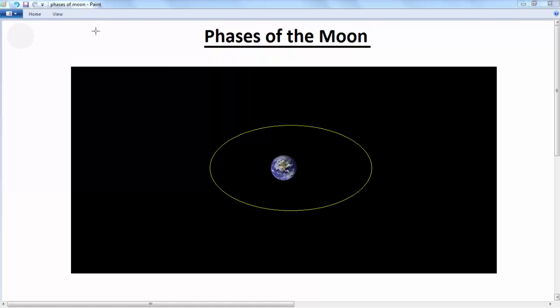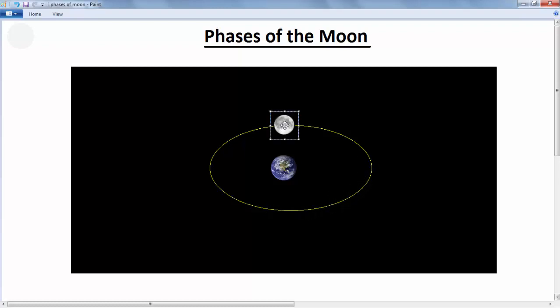In this lesson we're going to look at the phases of the moon. Now last lesson we learned that the moon orbits the Earth, and it does so in an anti-clockwise direction, and it completes one orbit in approximately 28 days. Now as it's orbiting the Earth, it's illuminated by light from the Sun.